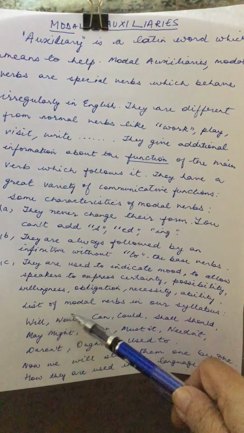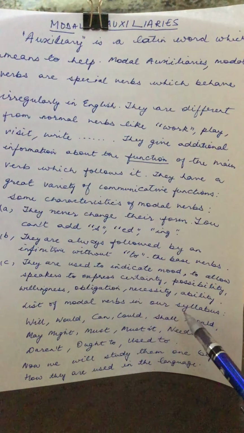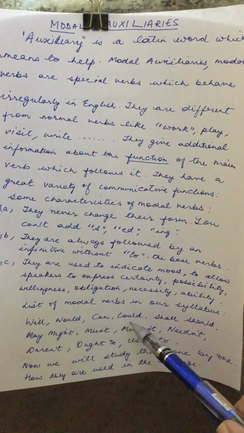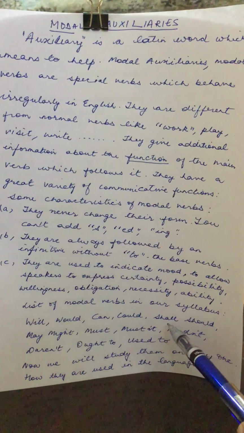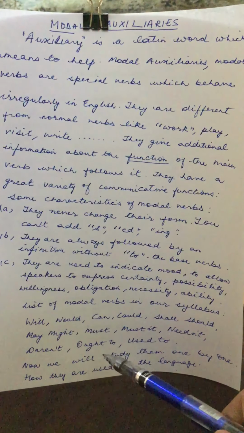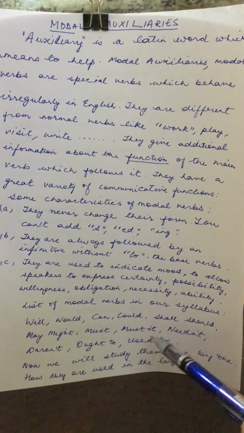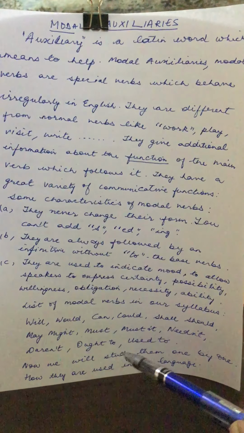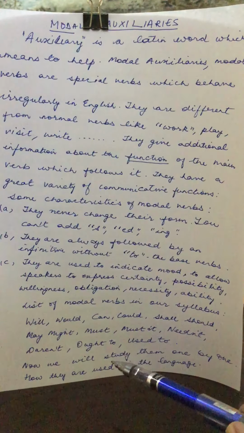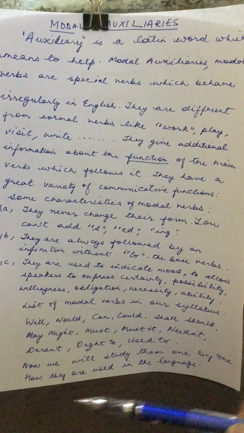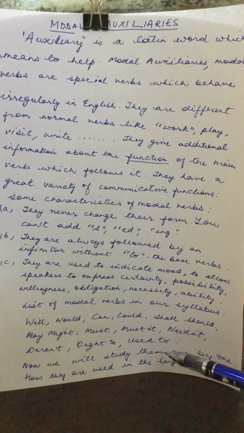Now, a list of the modal verbs in our syllabus. They are will, would, can, could, shall, should, may, might, must, mustn't, needn't, dare not, ought to, used to. Now we will proceed to study them one by one and how they are used in the language.